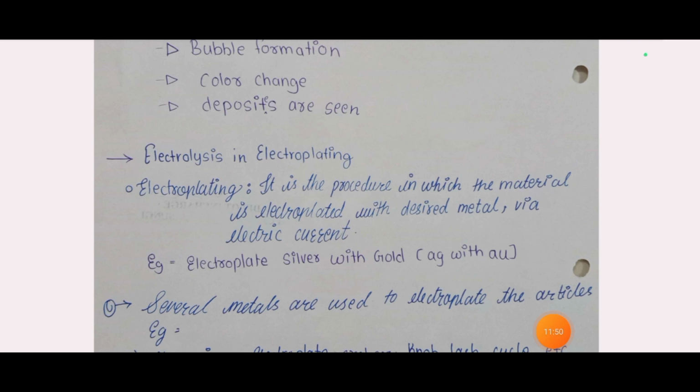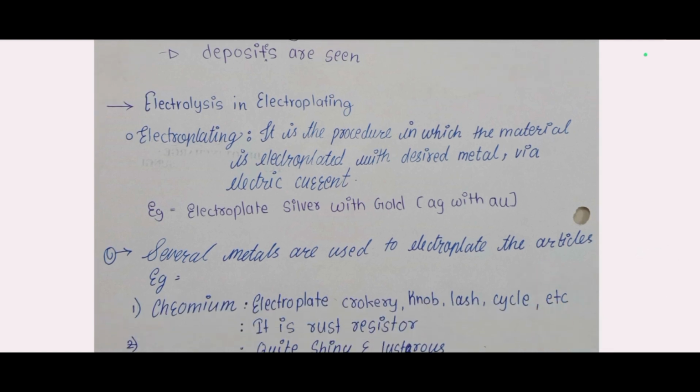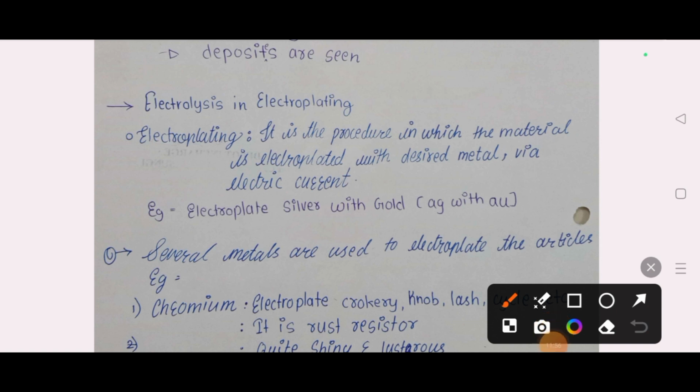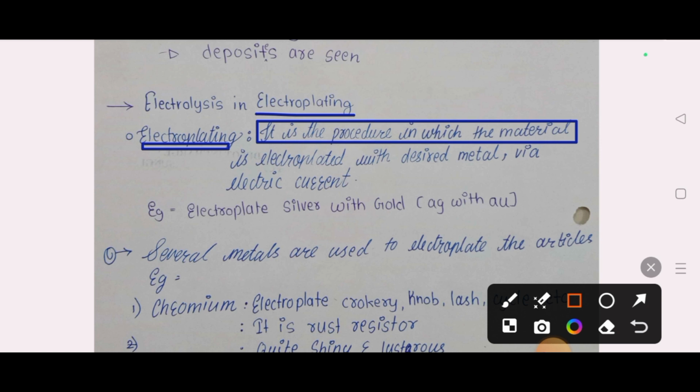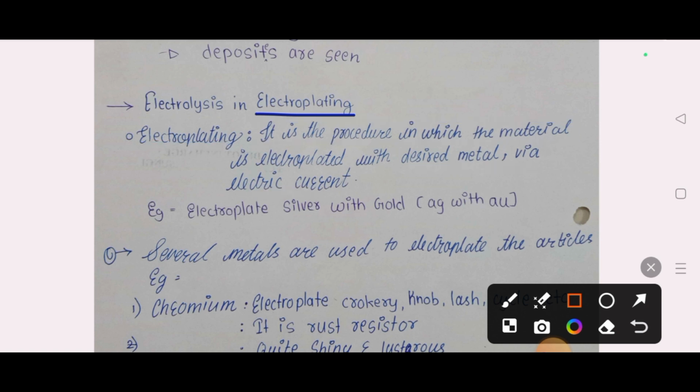Electrolysis and electroplating. So what is electroplating? First of all, don't get confused between electrolysis and electroplating. Electrolysis is nothing, it's just the name of a process. But electroplating is the process itself. Electroplating is the procedure in which a material is plated with the desired metal via electric current. Any article is plated with a metal with the help of electricity, and that is known as electroplating.